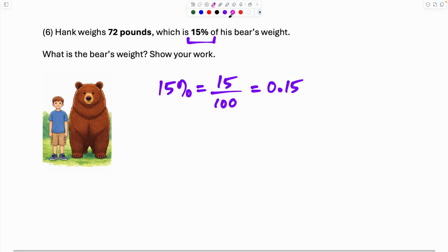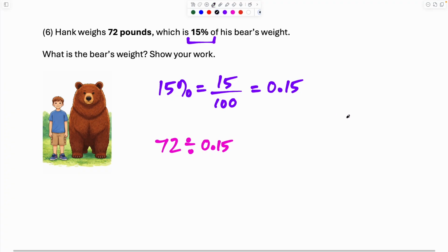So we know that Hank's weight is a part of his bear's entire weight. Okay, so the bear's weight is the original amount, and Hank's weight is a part of that. He weighs less. So what we could do now is just take Hank's weight here. So we take the 72 and we divide it by 0.15.